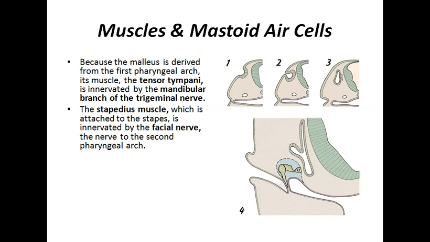Now we'll talk about the muscles and the mastoid air cells. Because the malleus is derived from the first pharyngeal arch, its muscle, the tensor tympani, will be supplied by the mandibular branch of trigeminal, and the stapedius muscle, which is attached to the stapes, is innervated by the facial nerve, which is the nerve of the second pharyngeal arch. Remember, we have done these muscles in the gross section as well.